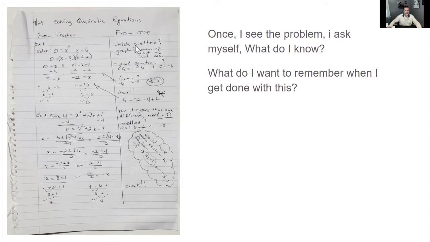I kind of went there pretty quickly in my head. I just wrote that down so I would remember those checks, which method to use. And this one worked out really easily. And then when I was checking, to remember that 4 minus -2 is 4 plus 2.